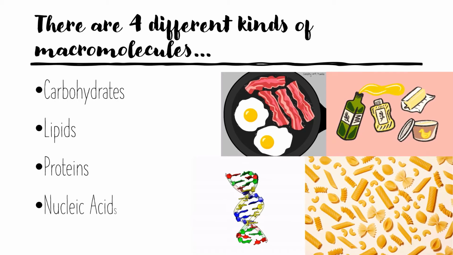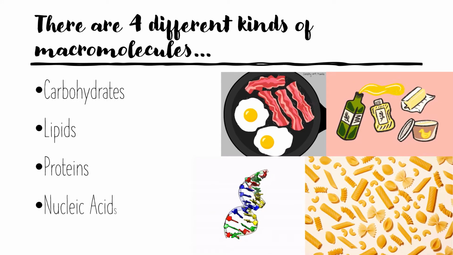Okay, there are 4 different kinds of macromolecules. So again, these macromolecules make up life, and they are all essential to life. And those things are carbohydrates, lipids, proteins, and nucleic acids. Okay, we can see with some gifs on the right side. When we think of carbohydrates, we think of things like wheat, pastas. When we think of lipids, that is going to be fats, so fats, oils, butter. Proteins, we usually think about meat, eggs, and then nucleic acids, that is going to be DNA and RNA.